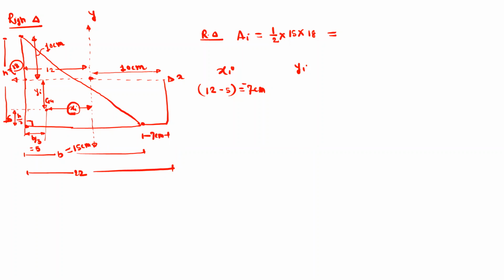So the remaining distance will be 18 minus 10, that is 8 centimeter, or it is available. This is given as 8 centimeter directly. Okay, so we require yi, that is the y coordinate. So yi will be 8 minus this edge y3, that is the 6 centimeter. Okay, so this is 8 minus 6 centimeter, which is equal to 2 centimeter. But the y coordinate is on the negative y side, so this is minus 2 centimeter.